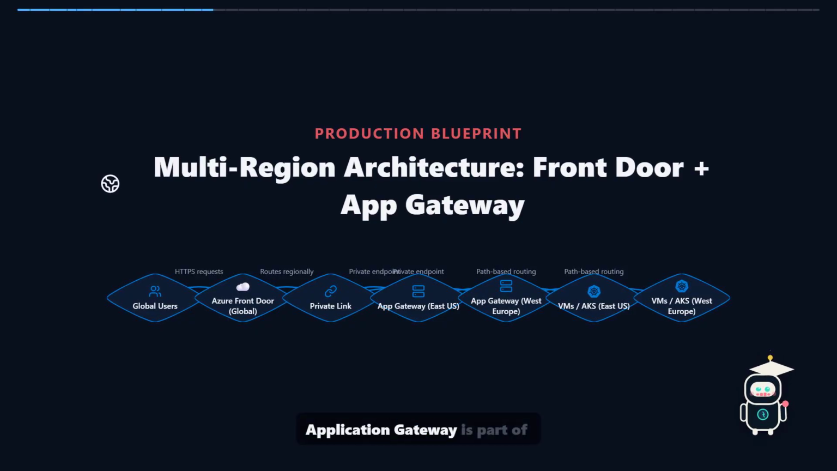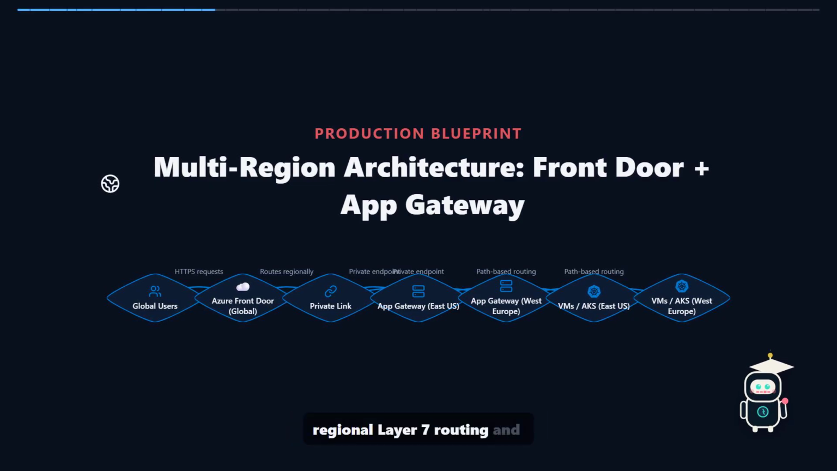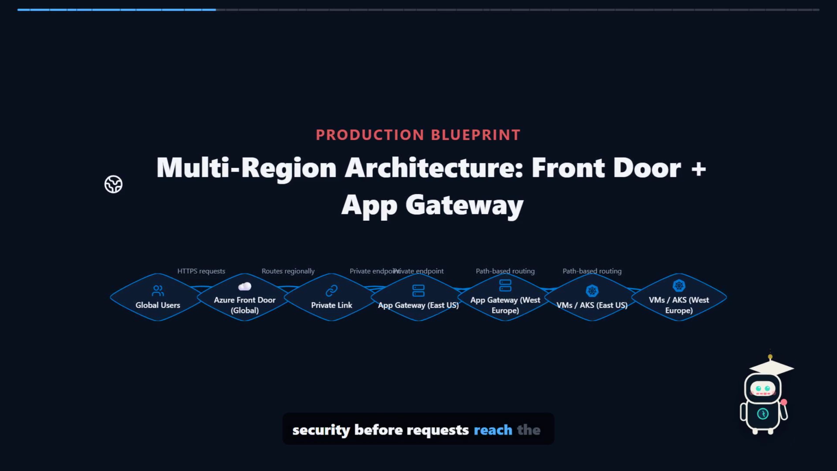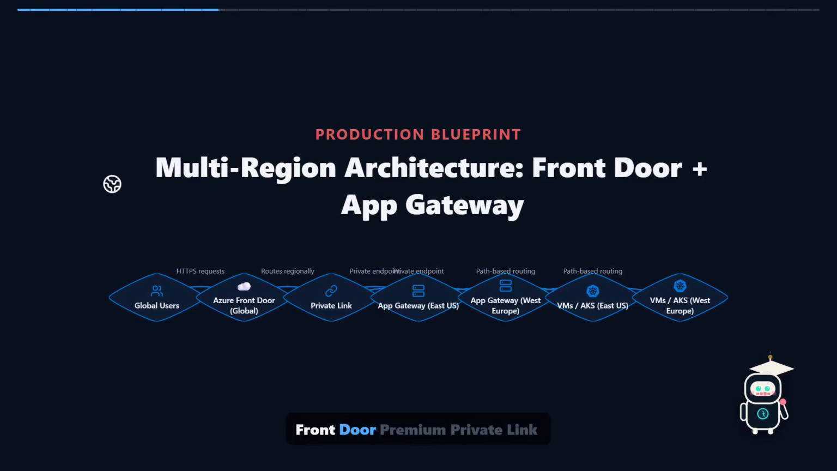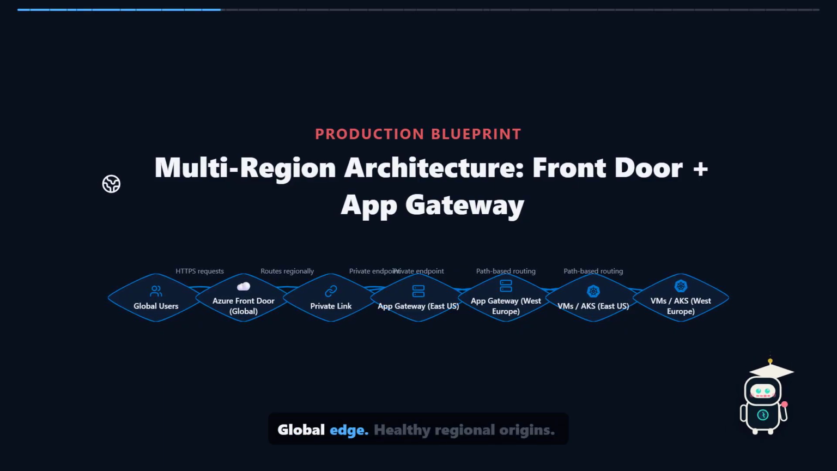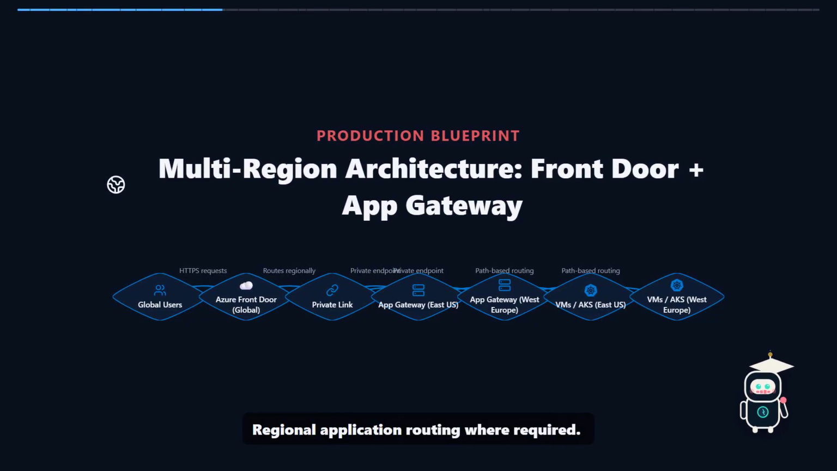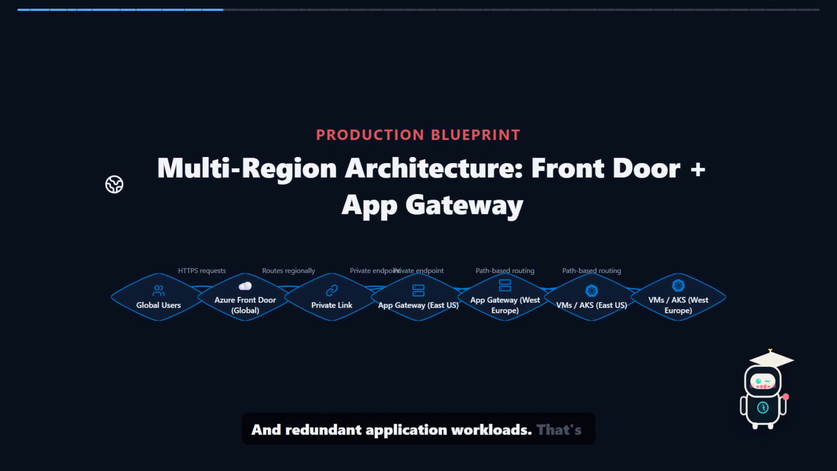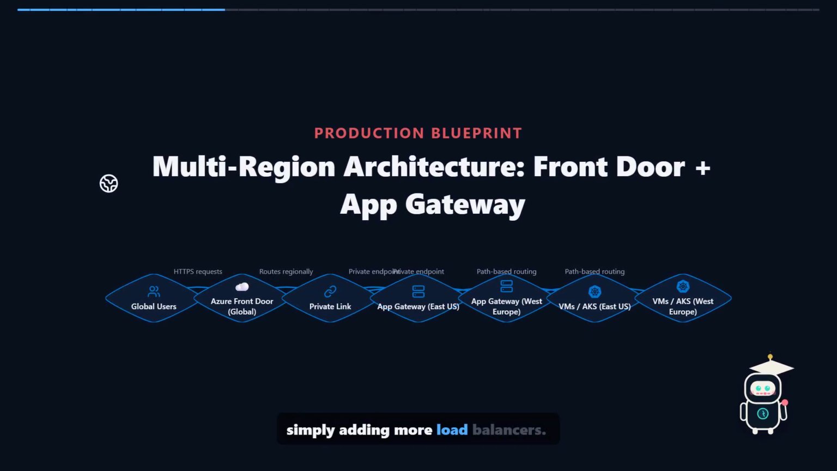If Application Gateway is part of the design, it provides additional regional Layer 7 routing and security before requests reach the application workloads. For architectures requiring private origin connectivity, evaluate Azure Front Door Premium Private Link with supported origin types and configurations. The important pattern is global edge, healthy regional origins, regional application routing where required, and redundant application workloads. That's what gives you resilience. Not simply adding more load balancers.